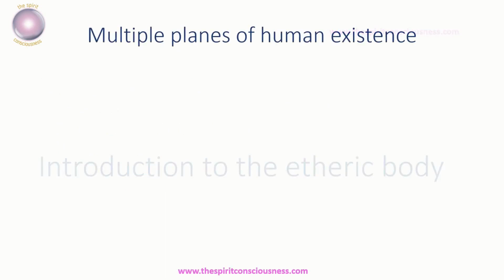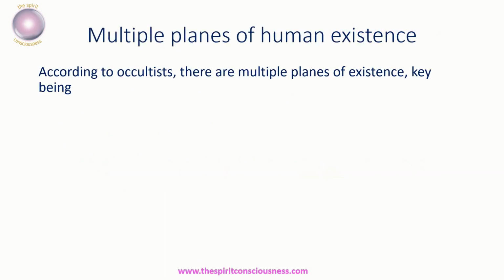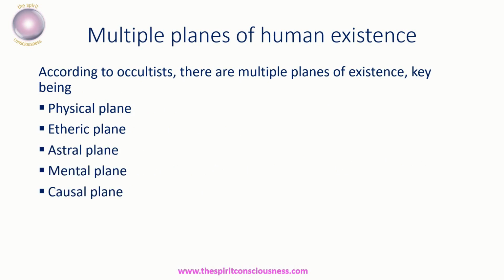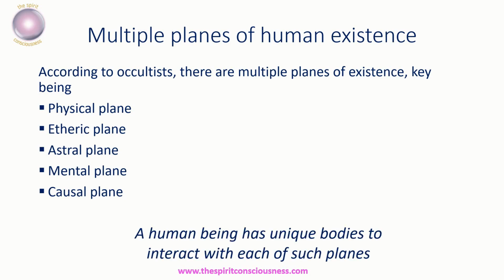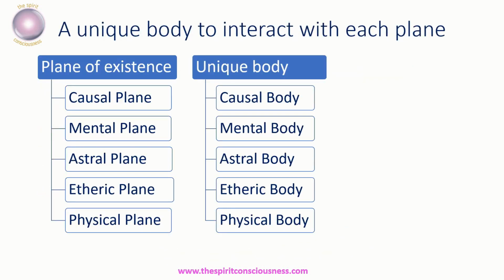So, the introduction to the etheric body. According to occultists, there are multiple planes of existence, key being the physical plane, the etheric plane, the astral plane, the mental plane, and the causal plane. A human being has unique bodies to interact with each of these planes. So, let us look at which are the planes of existence and the unique bodies. The causal body interacts with the causal plane, the mental body interacts with the mental plane, the astral body interacts with the astral plane, the etheric body with the etheric plane, and the physical body with the physical plane.